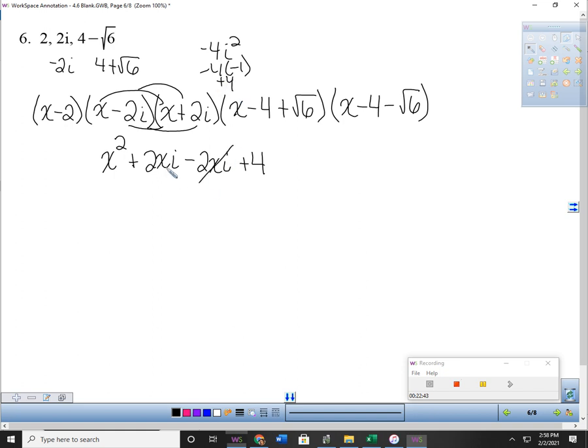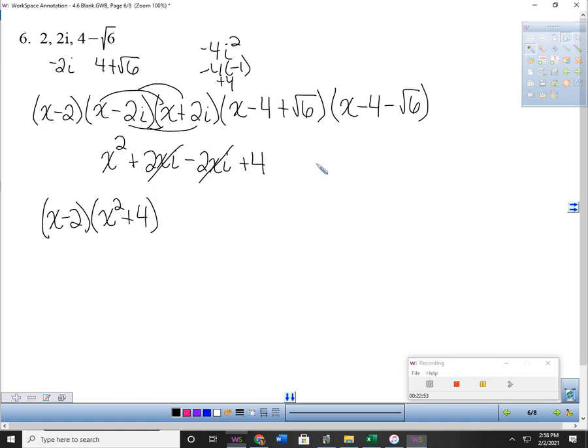All right, these two will cancel in the middle. So I've got my x minus 2 up front, and then next I would have the x squared plus 4. So I've eliminated the i's. Now I'm going to go through and multiply these two here at the back.